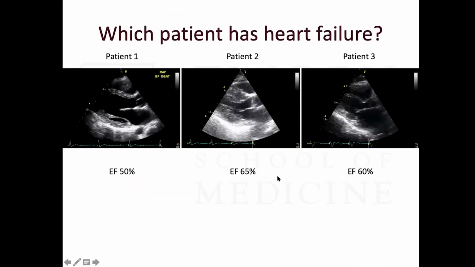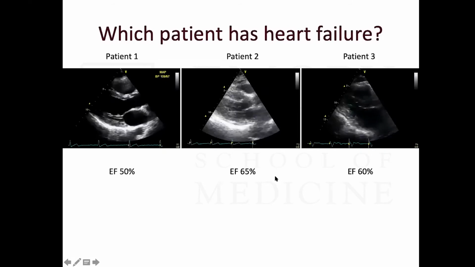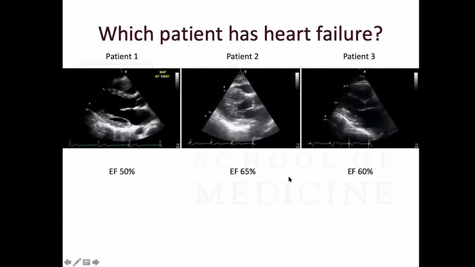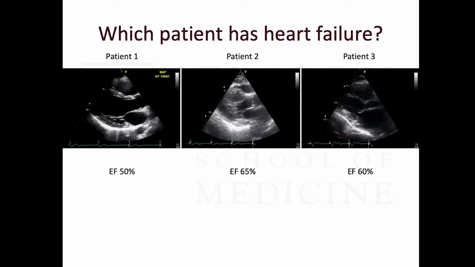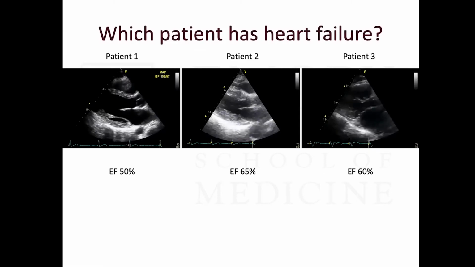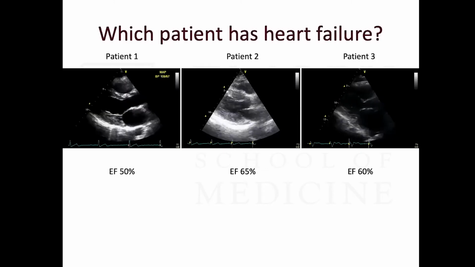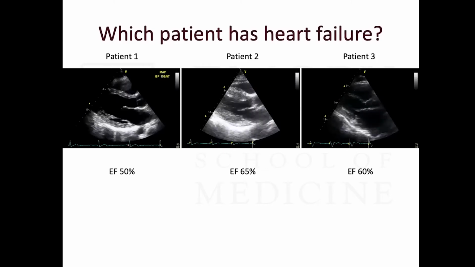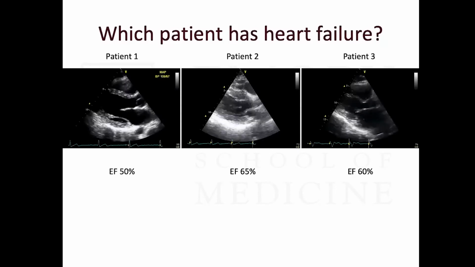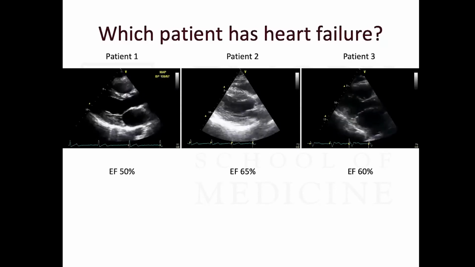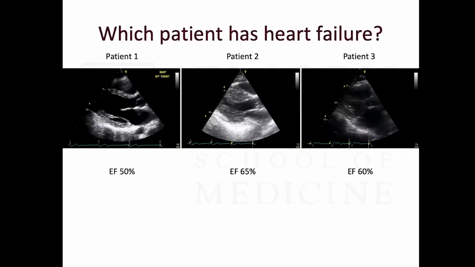So let's put this into practice. We have 3 patients, patient 1, 2, and 3, and we're going to ask which patient has heart failure. Again, heart failure is a clinical diagnosis. It's not an echo diagnosis, but I think we can make a reasonable assumption, based on some parameters, about who is more likely than not to have heart failure. And in this situation, we're talking about heart failure with preserved ejection fraction.